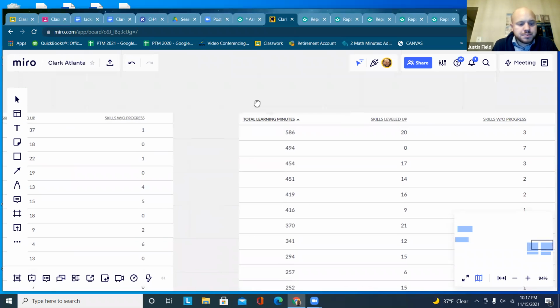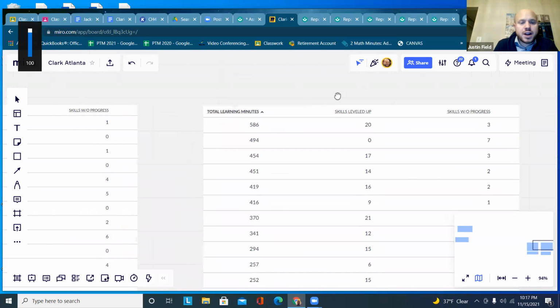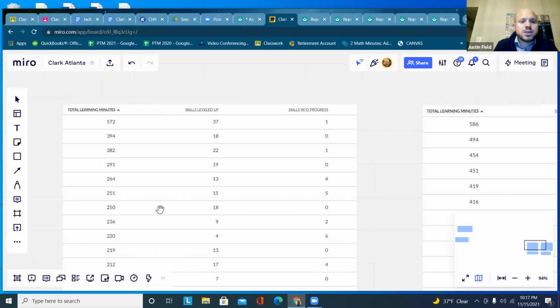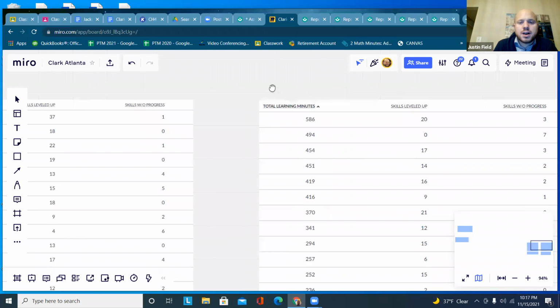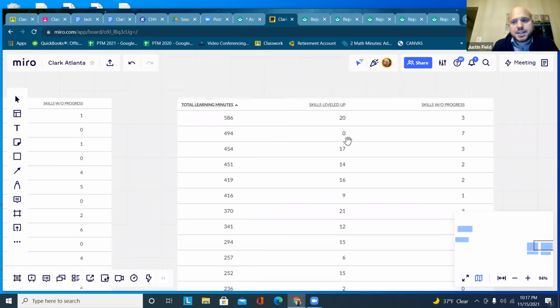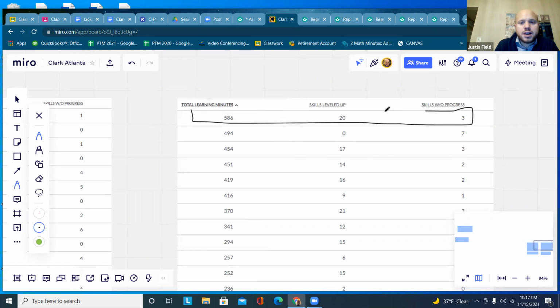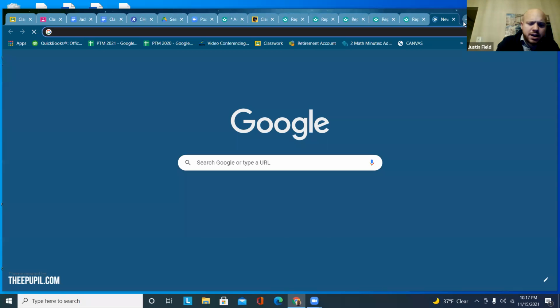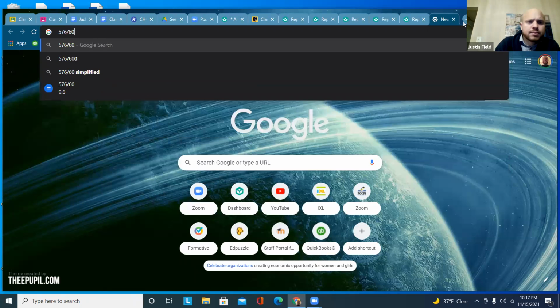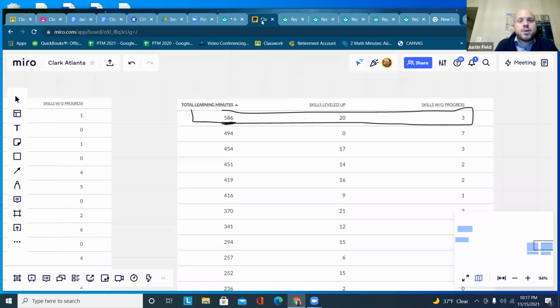All right, well, guess what I just figured out. So I have these scores here. This is from Clark Atlanta, and this is from Jackson State. If this person, you can see, this is last week, they spent 586 minutes on the Khan Academy. Just how many hours is that? It's like 9.5, just about 10 hours.